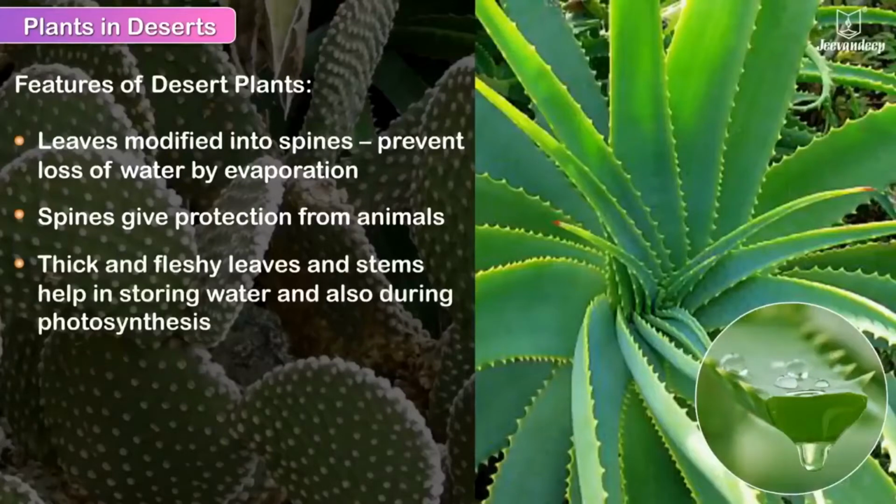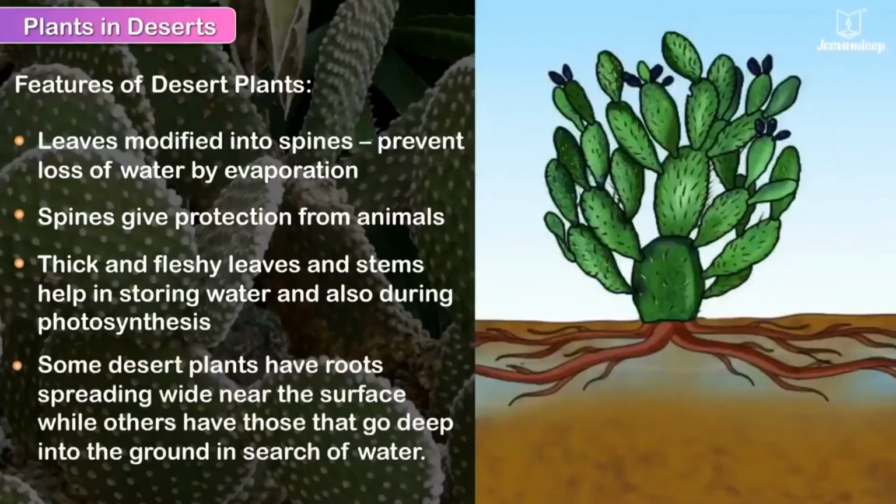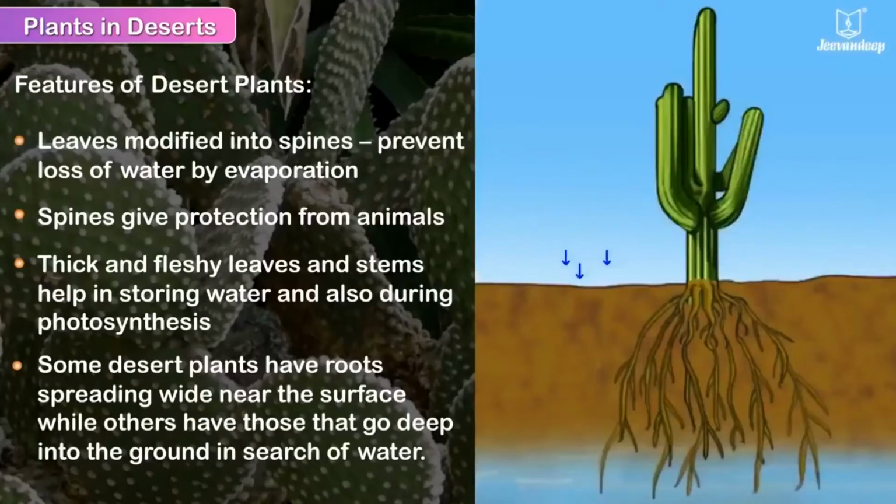Some desert plants have thick and fleshy leaves and stems which help them in storing water as well as in photosynthesis. Some desert plants have roots spreading wide near the surface, while others have those that go deep into the ground in search of water.